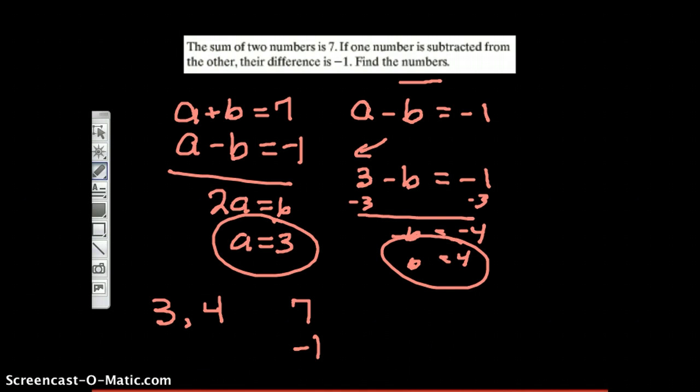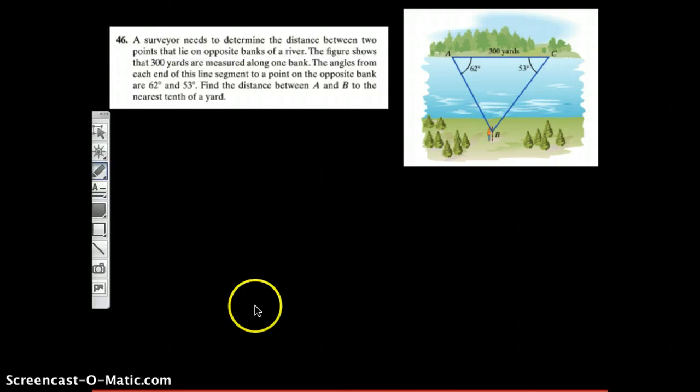All right. Okay, now here's another problem. It's a little bit more involved, a little advanced math, some trigonometry here, okay? A survey needs to determine the distance between 2 points that lie in opposite banks of a river. Here we got a point right here. We have a point right here. The figure shows that 300 yards are measured along one bank.